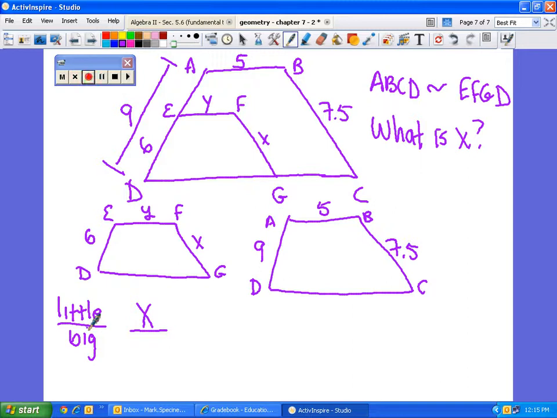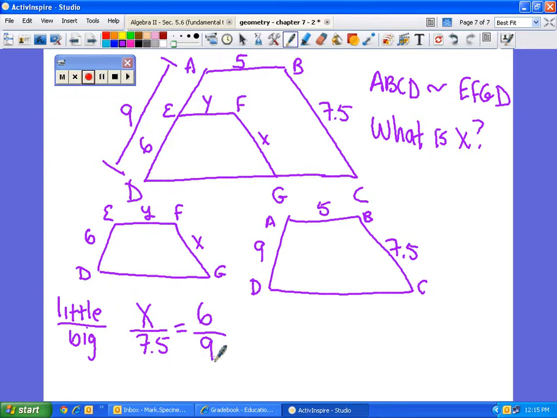So what value goes with x? 7.5. Because remember, I'm already told that these are similar. So FG goes with BC. All right, so now I have to pick another side. Well, the problem is this is a variable. I don't want to pick the variable, so I'm going to pick 6. So 6 goes with what? 9.